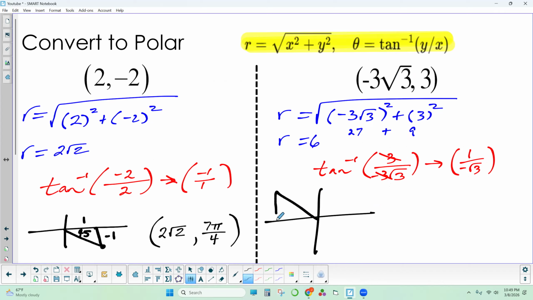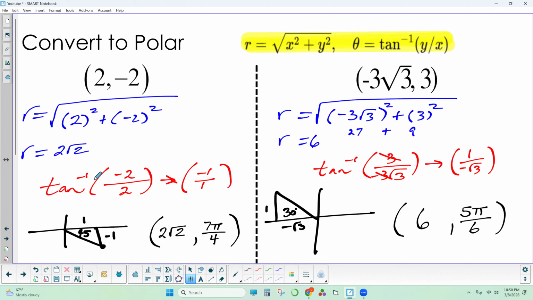Okay, so I'm going to draw a triangle in quadrant 2, and y is 1, and x is negative root 3. So here you can see that your reference angle is 30 degrees, and theta is going to be 5 pi over 6. All right. So our polar coordinate is r is 6, theta is 5 pi over 6. All right. Check it out. Quadrant 2, 5 pi over 6. Everything checks out, and there is our conversion.